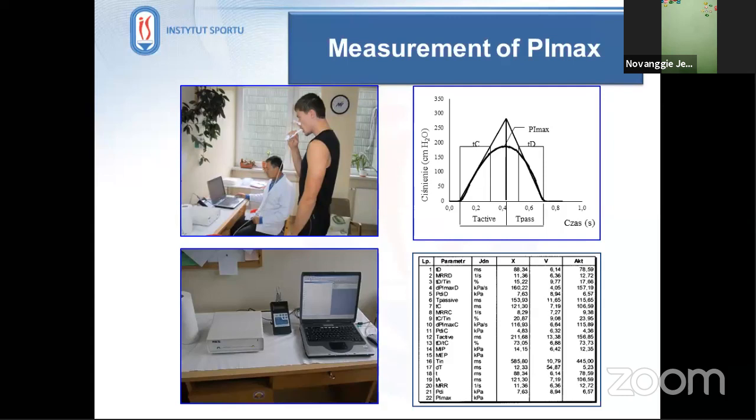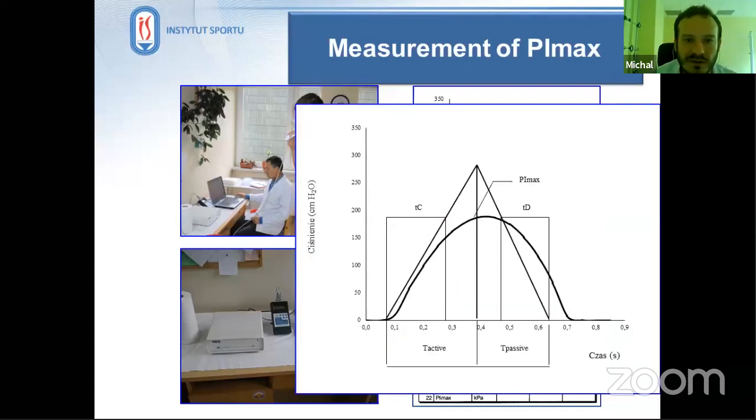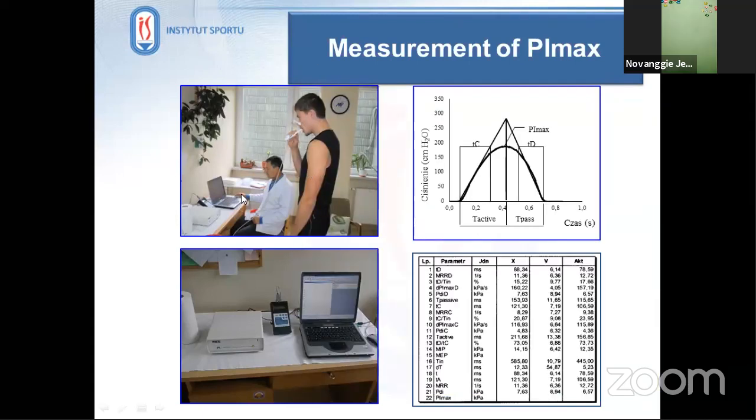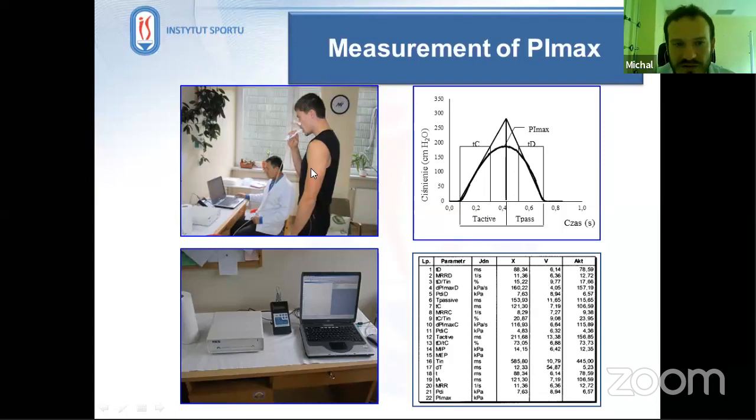So how it was done? So that's how the measurement of inspiratory muscles power or strength is done. So we measure pressure, inspiratory pressure, maximal inspiratory pressure during the maneuver. So on the first slide, how it works. So just clip the nose. You have and you do the.